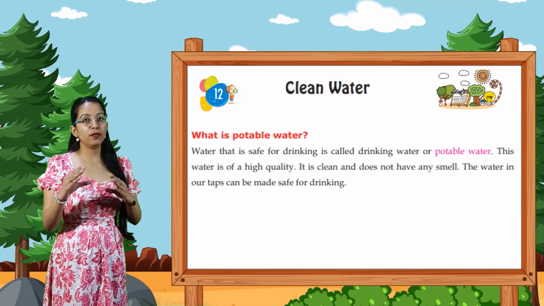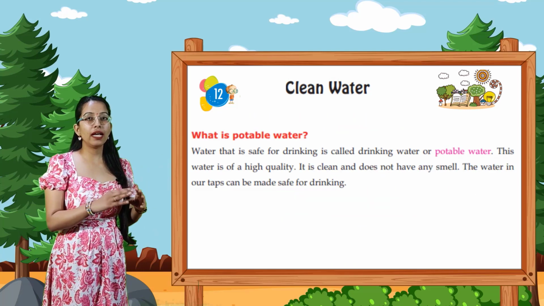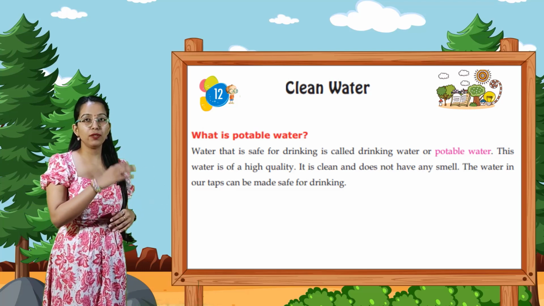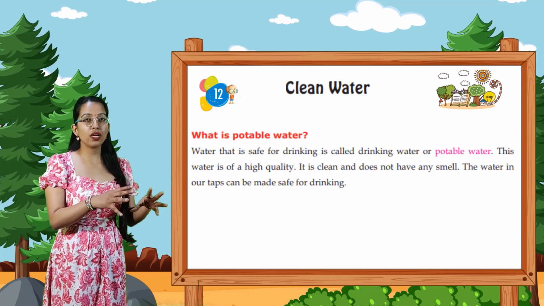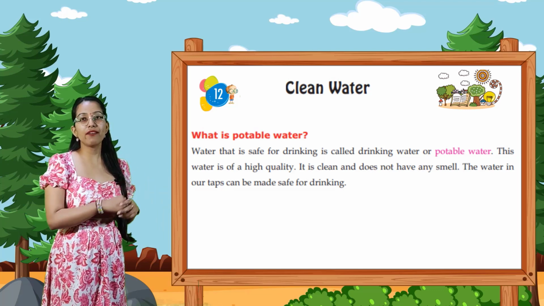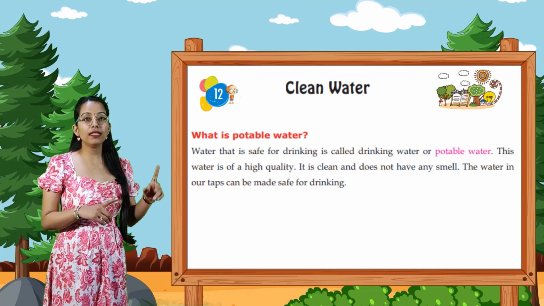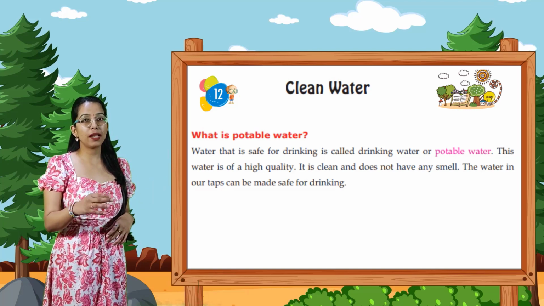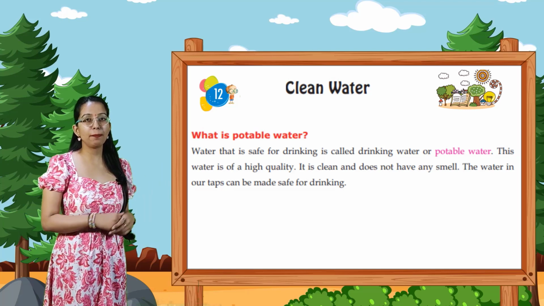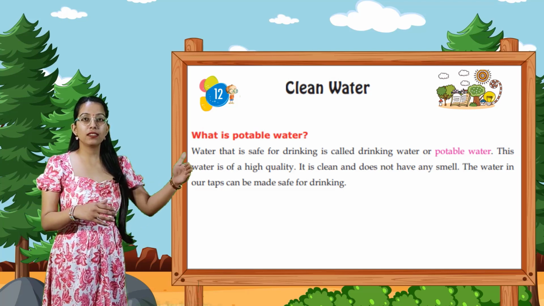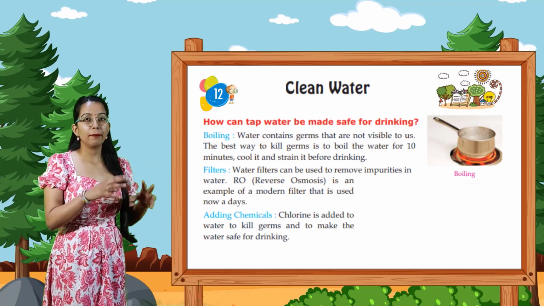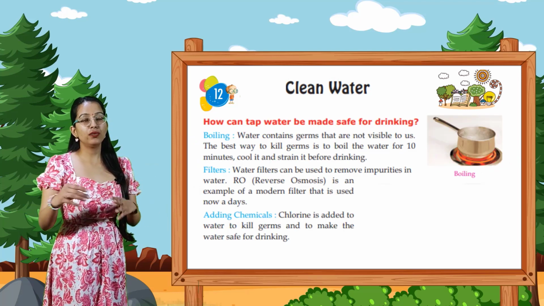What is potable water? Water that is safe for drinking is called drinking water or potable water. This water is of a high quality. It is clean and does not have any smell. The water in our taps can be made safe for drinking. How can tap water be made safe for drinking?